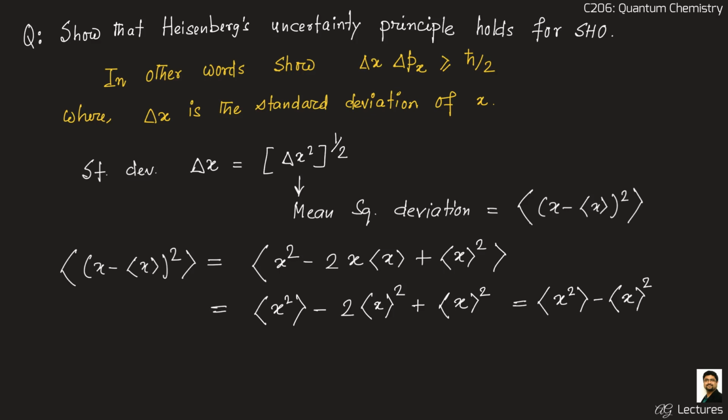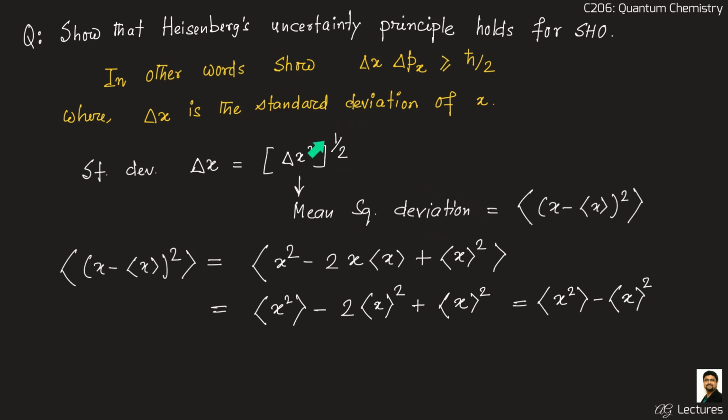This is a very well-known relationship, right? The mean square deviation can be written down as the mean of the square minus the square of the mean. This is a very well-known factor, and we'll be using that here. So what we'll do is that we'll try to find first the mean of x square, and then we'll try to find the mean of x, and then square it, and then we'll take the difference between these two, and that is going to be our mean square deviation.